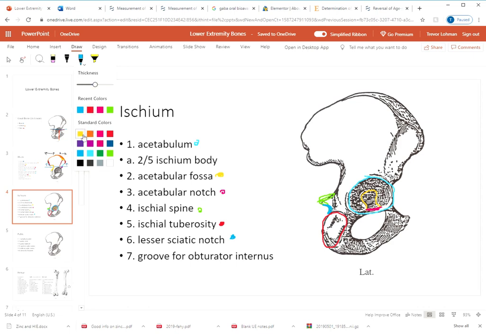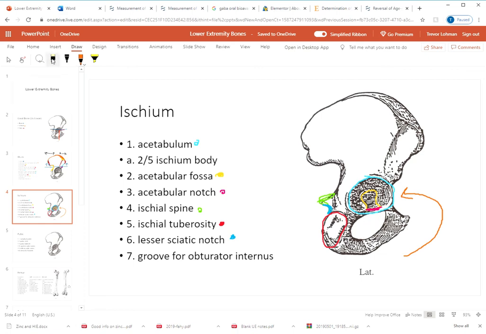Last structure for the ischium is called the groove for obturator internus. We have this interesting muscle that covers up this hole here. That hole is called the obturator foramen, which you'll learn later. There's a muscle called obturator internus. There's also a muscle called obturator externus. Anyway, this side that we're looking at here is actually the external side of that hole. That's the hole facing out. We'd have to look from the other side, looking through this hole, and we'd be looking on the internal side.